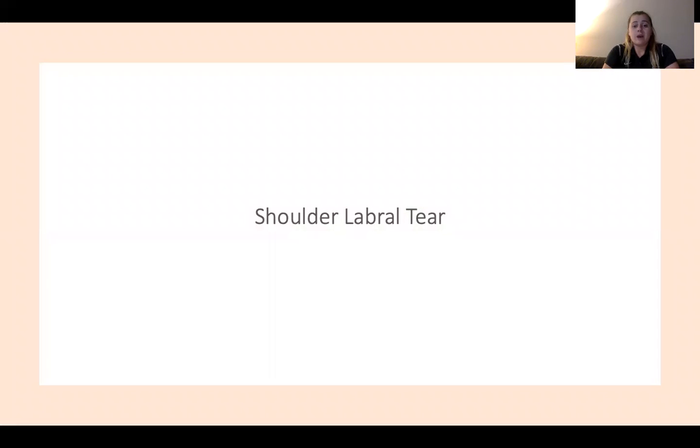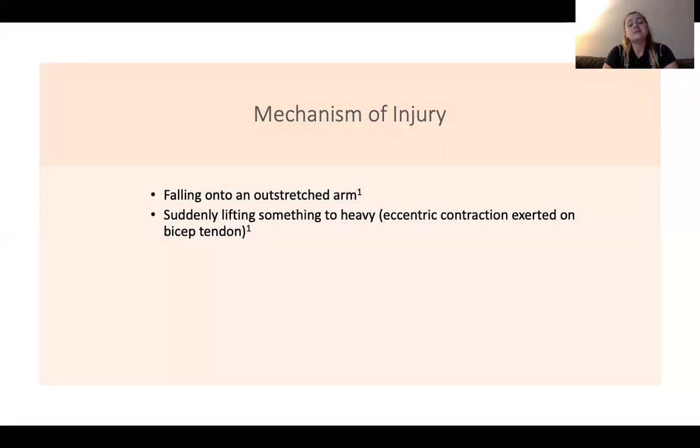So for my fifth and final condition, I'm going to be discussing a shoulder labral tear. Mechanism of a labral tear would be falling onto an outstretched arm or suddenly lifting something too heavy, which can cause an eccentric contraction exerted on the biceps tendon, which can cause some really harmful damage to that labrum.